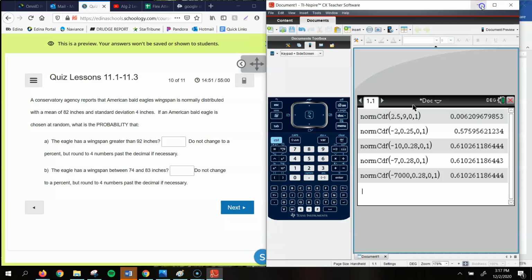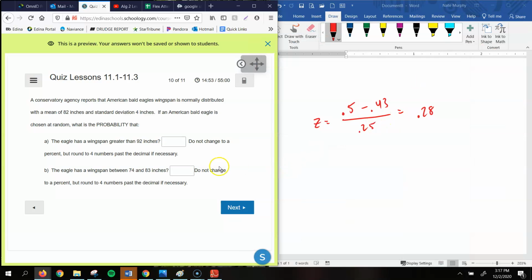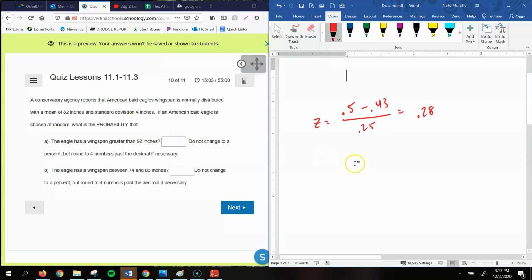All right, so this one says, a conservatory agency reports that an American bald eagle's wingspan is normally distributed with a mean of 82 and a standard deviation of 4 inches. If an American bald eagle is chosen at random, what is the probability that the wingspan is greater than 92 inches? First off, with that piece of information, we're going to find the z-score for a wingspan of 92 inches.